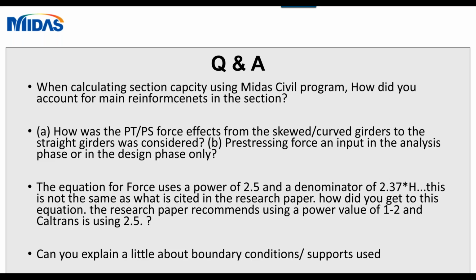Thanks. So the first question is: when calculating section capacity using the MIDAS Civil program, how did you account for main reinforcement in the section?